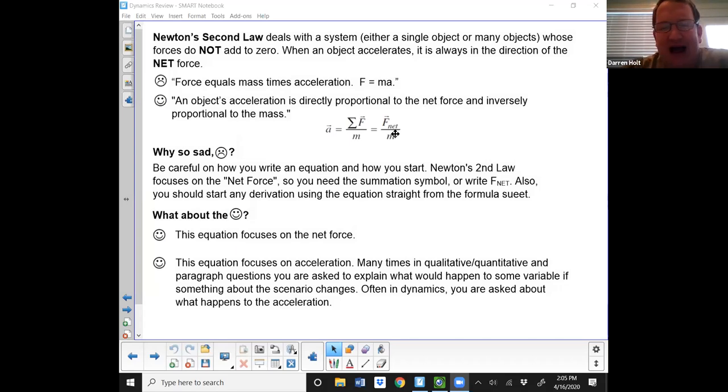A lot of times when you're asked about questions with Newton's second law, or at least conceptual questions, which you could expect to see on this exam, you have to analyze what effect some change has on the acceleration. So if you use the formula the way it's written on the formula sheet, it leads into discussing that acceleration.